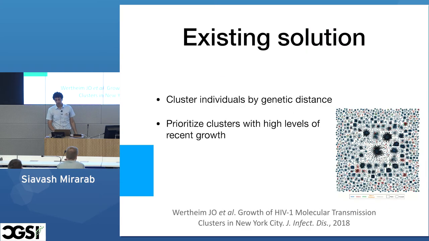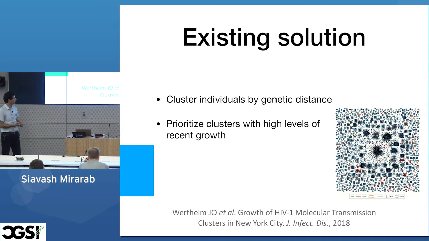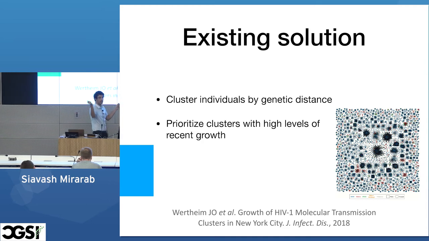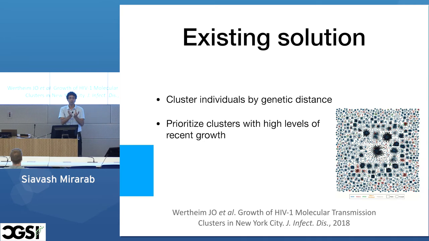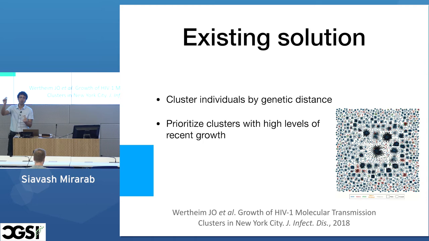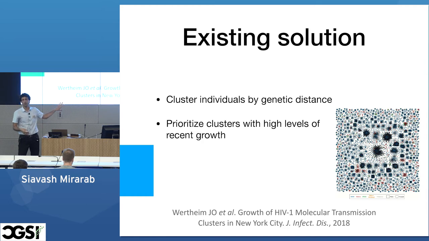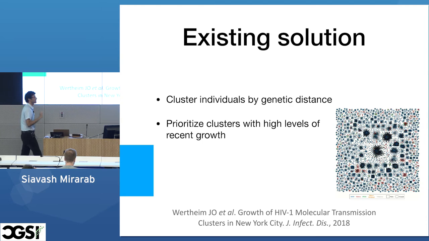So we started learning about this, and as far as we can tell, the only other method that has been tried is this work that came out in 2018 by some of our collaborators. What they do is this. They take all the HIV sequences and cluster them together based on genetic distance. It's a simple clustering of sequences. Now you do this clustering at different time points, and you look at which of these clusters are growing in size. The idea here is that whatever cluster grew in the past is going to grow in the future as well. And so you basically order patients based on the rate of increase in the size of the cluster they are in. That's the standard method.